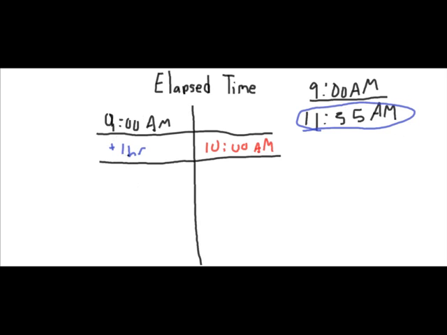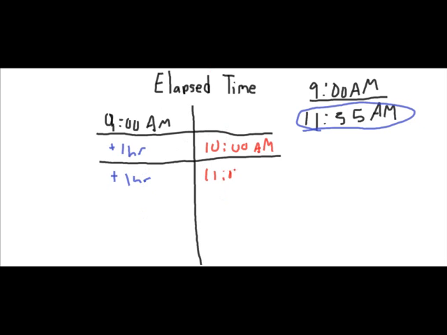So we've added 1 hour. Let's see if we can add another hour. So 1 plus 1 hour. Now we have 10 a.m. We're going to add 1 hour to that, so that's 11 a.m. Let's get the red. And we have 11 a.m. now.